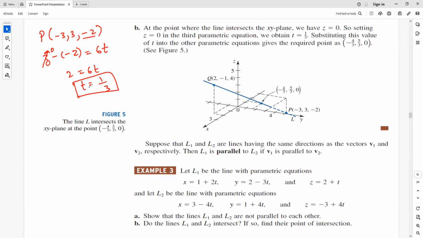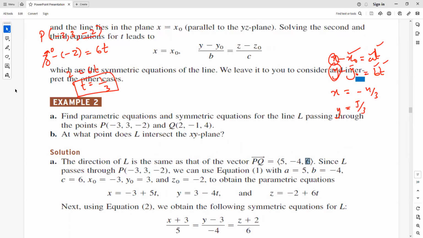Now we can put T equals 1/3 in the equations of X and Y, x equals x naught plus at and y equals y naught plus bt, to find this X and this Y, because these are already known. We just need to put this value of t in these two equations. I will show you here, this one and this one. So x equals -3 plus 5 times 1/3.